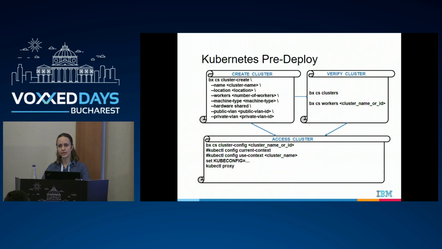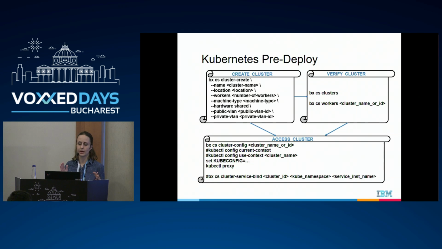In my scenario, I was talking about an application that is able to get data from a database that's in the cloud, so it's not in the cluster. In order to communicate with that database outside of the cluster, I'm doing bx cs cluster service bind, so I'm binding my cluster to that service. Why am I doing this? Because I want them to see each other and to know that the service belongs to the cluster.